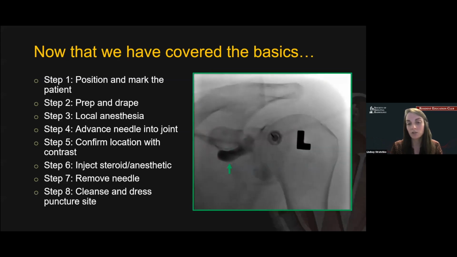Another place that contrast typically likes to go when you're doing glenohumeral joint injections is the superior subscapularis recess. You can see that by some contrast hugging the inferior border of the coracoid process there.